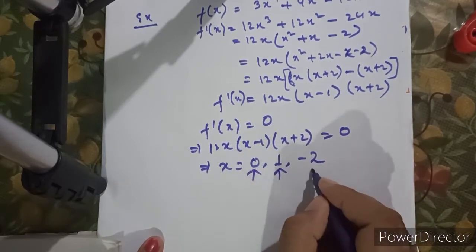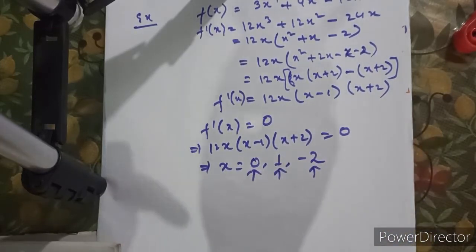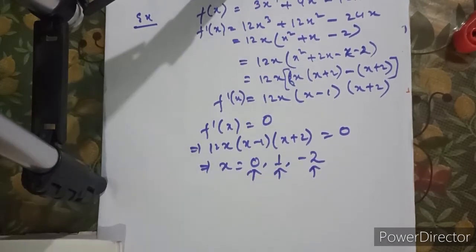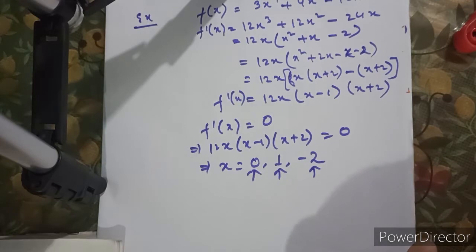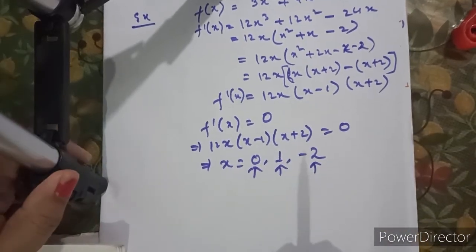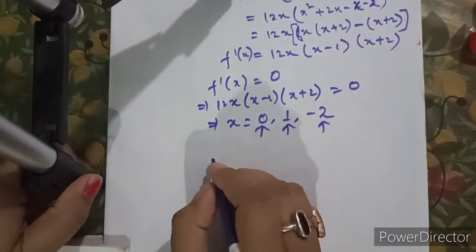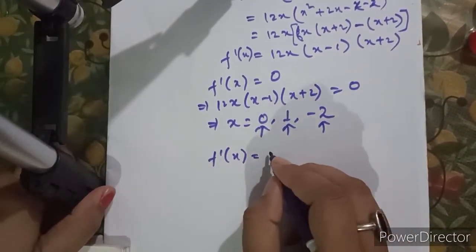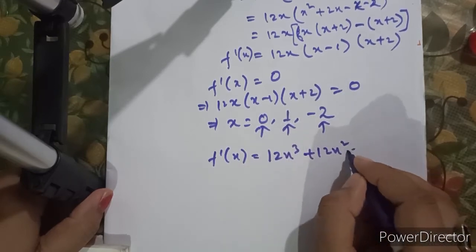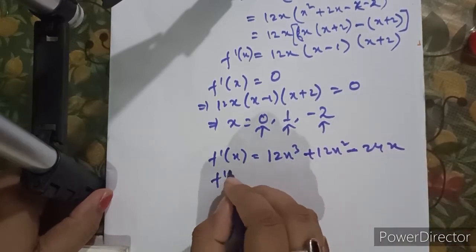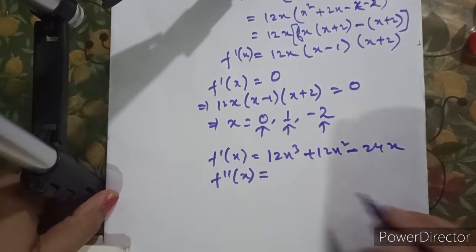So how many values of c are there? 0, 1 and minus 2. In the last class we tried to take some left hand side values of a particular value and then the right hand side, but here in the second derivative test there is no need to do all this. Simply, f dash x we got was 12x cube plus 12x square minus 24x. Now you have to perform the second derivative test.